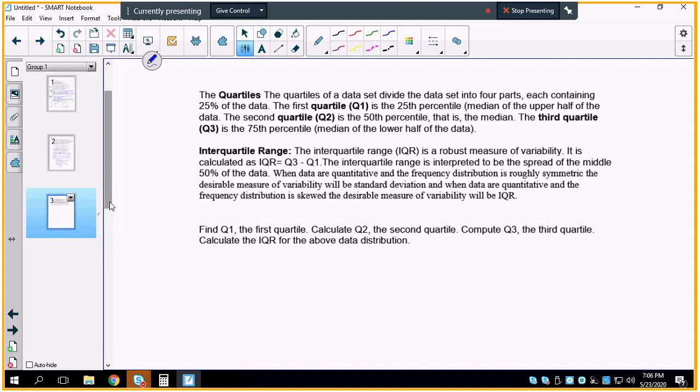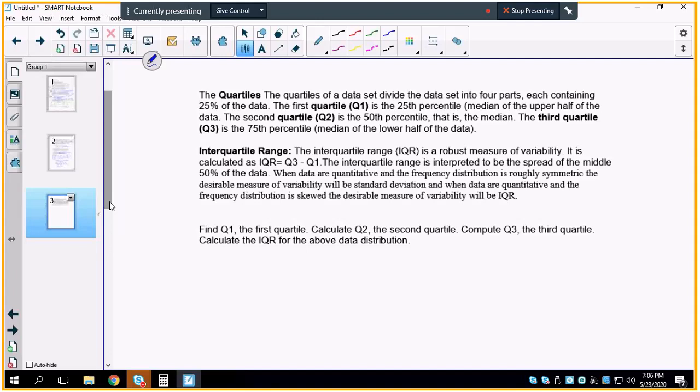The interquartile range is the difference between the quartile 3 and the quartile 1, and is represented by IQR. So IQR is Q3 minus Q1. The interquartile range is interpreted to be the spread of the middle 50% of the data.